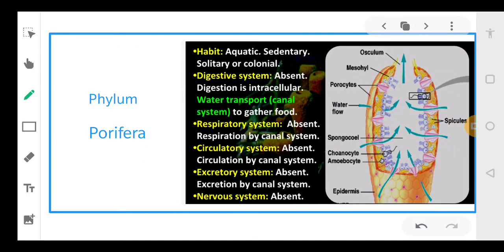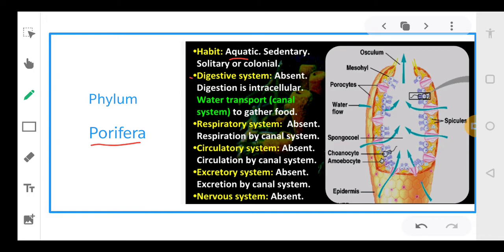So as I told you, Porifera means the organisms that have pores. Now these organisms are basically aquatic. Aquatic means they will always be found in water. They are sedentary. Sedentary means they are fixed at one point. They may be colonial or solitary. They may be in groups or may be found individually.